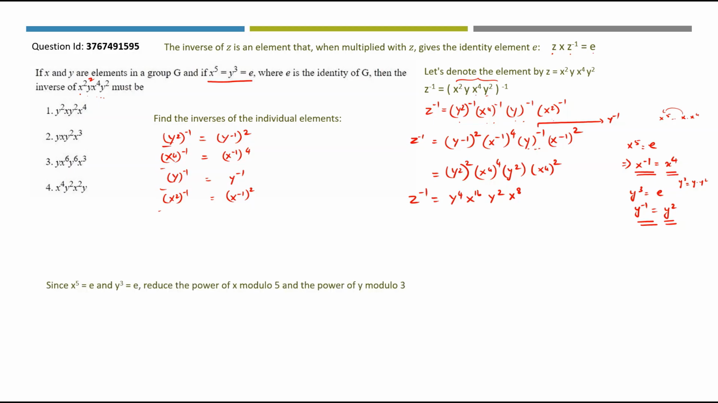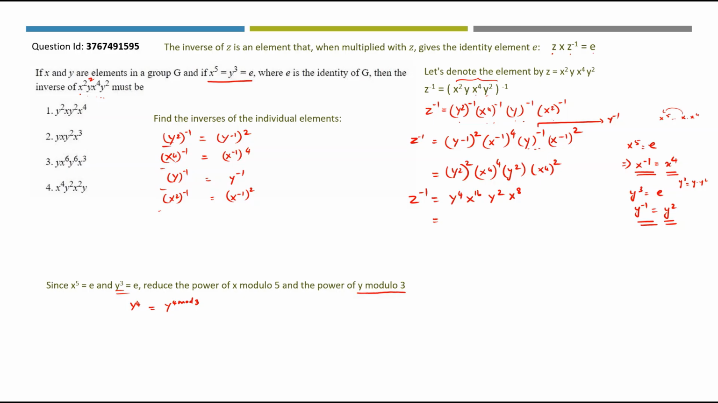Now we know x power 5 is equal to identity element and y cube is equal to identity element. We will reduce the power of x modulo 5 and the power of y modulo 3. We will work it out separately and then apply in this particular space. Let's take y power 4. When you are applying y power 4 mod 3, because for y we have y power 3, so we have to go for power of y modulo 3.